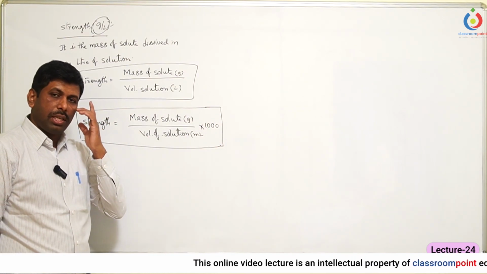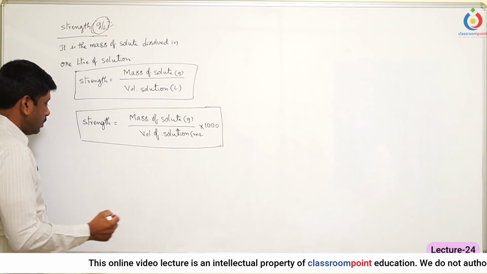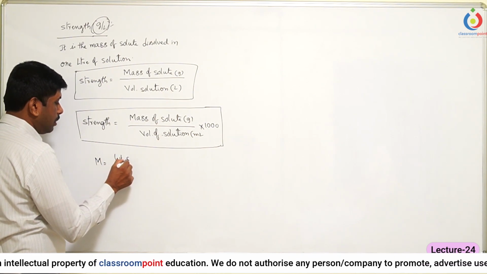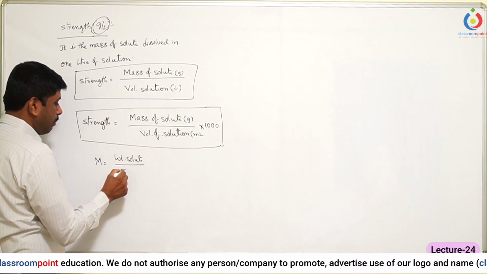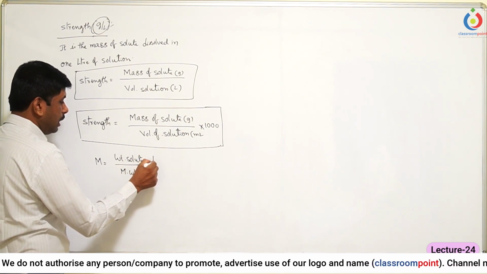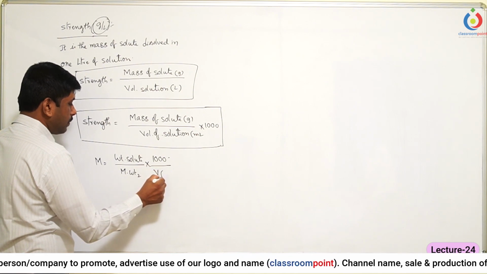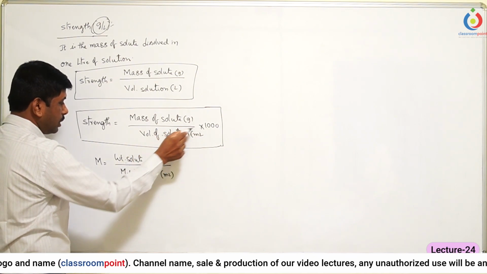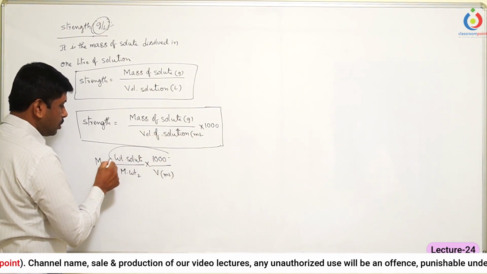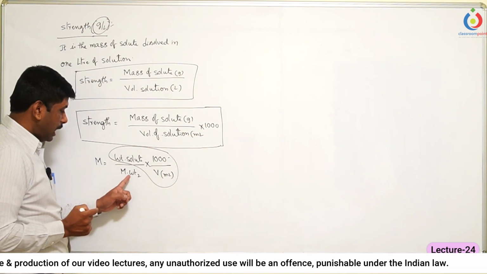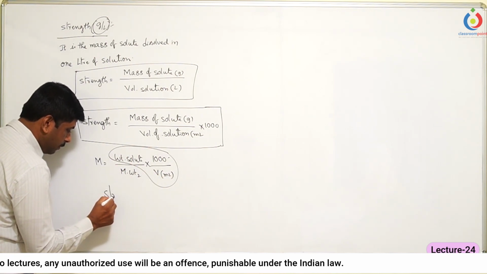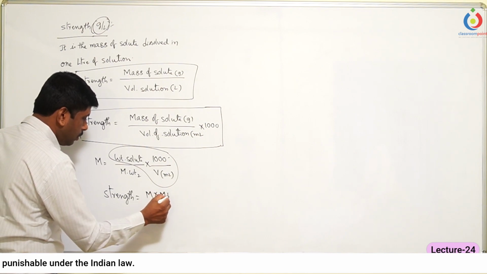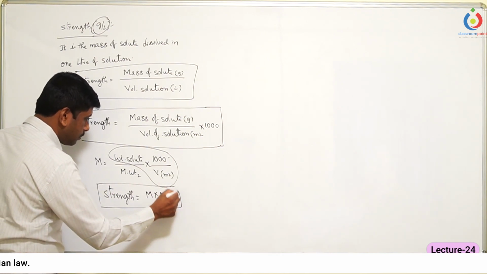Then how to relate this strength with the molarity and the normality? Let us see that molarity is equal to the weight of solute divided by the molecular weight of solute into 1000 by the volume of solution in milliliters. Here the mass of the solute, the 1000 term, the volume of the solution in milliliters. So in this place we can write the strength and send the molecular mass to this side, so that we get the strength is equal to molarity into the molecular weight of the solute.